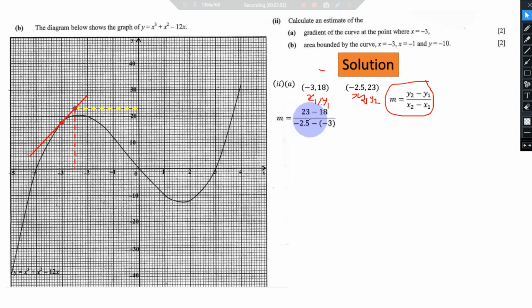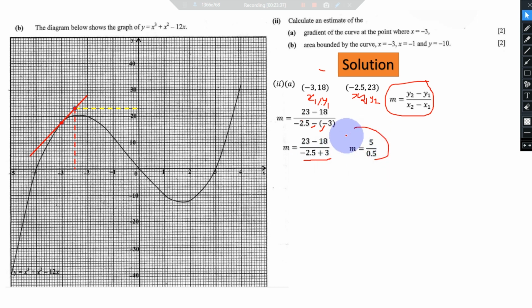23 minus 18, what's the answer? Correct, we have a 5. Then below, the negative and the negative multiplied give us a positive. So we have negative 2.5 plus 3. The 3 has changed into a positive. In this case, 23 minus 18, we have a 5. Then negative 2.5 plus 3, we have 0.5.